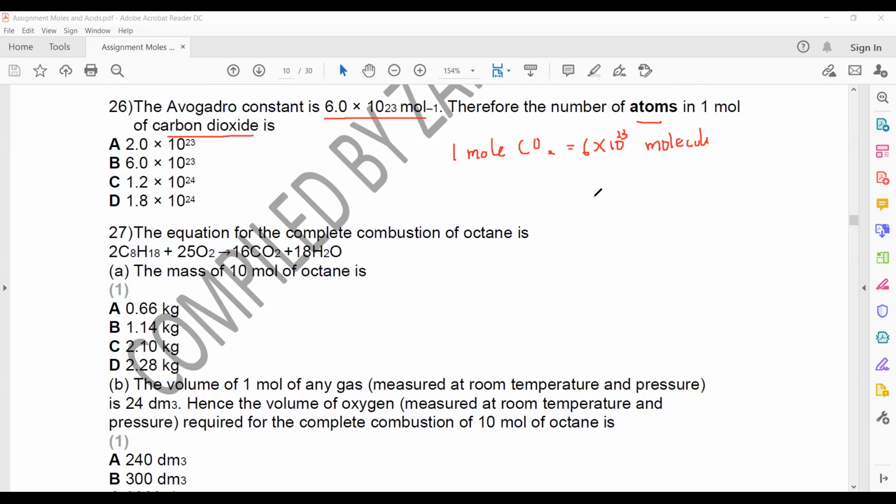And what is the relation between a carbon dioxide molecule and the atoms? It contains 1 carbon atom and 2 oxygen atoms. So the ratio of molecule to atom is 1:3. So if we have 6 × 10^23 molecules, how many atoms will be there? X. Cross multiply. So when you multiply this, 6 multiplied by 3 is 18 × 10^23 or 1.8 × 10^24, which will be the answer. Is it clear?